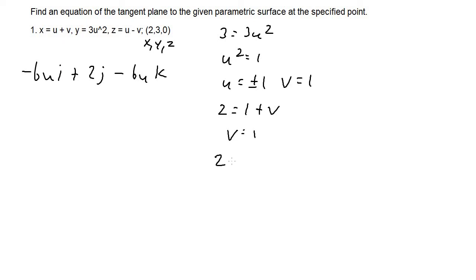Now let's try when u is negative 1. So in this case we have 2 equals negative 1 plus v. So then v equals 2 plus 1, which is 3.